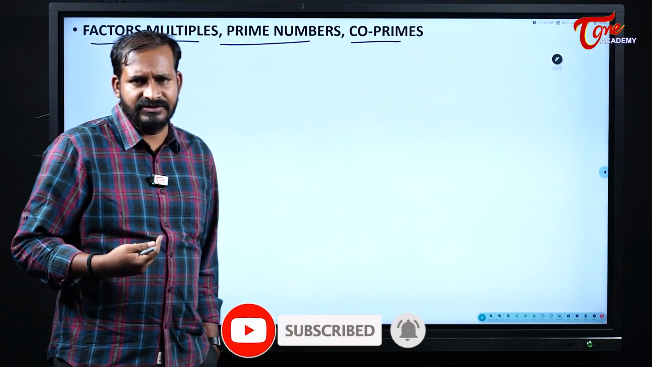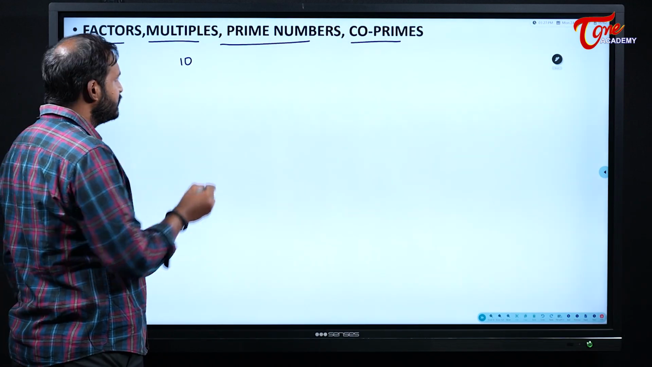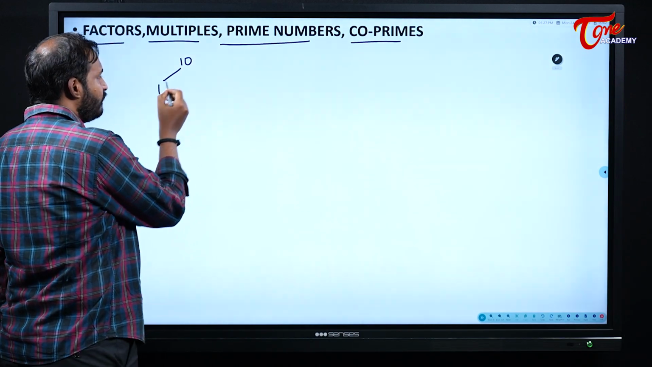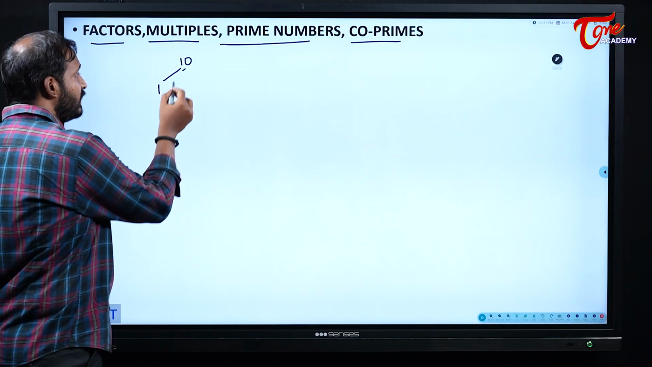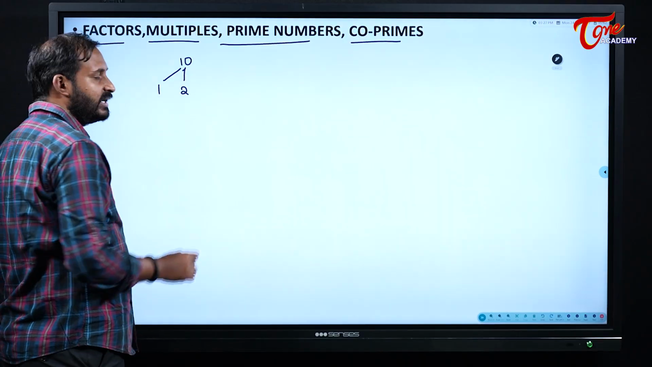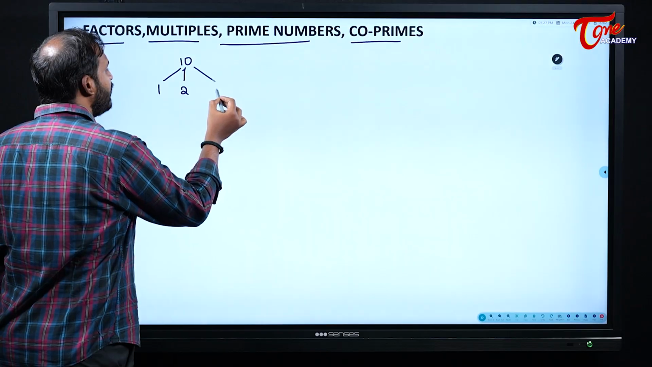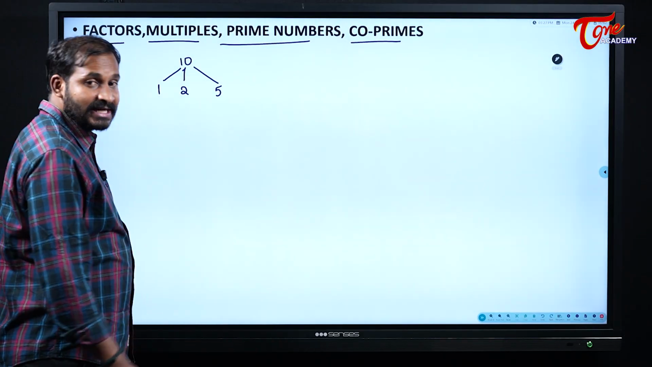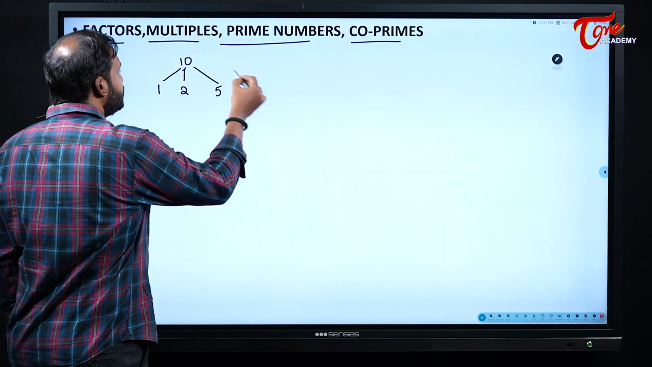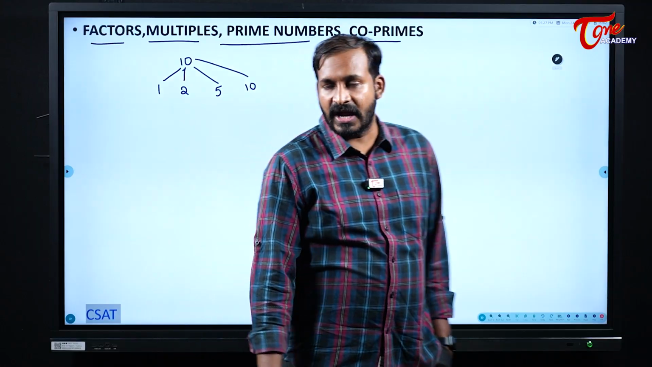What do these factors actually mean? See here, for example, 10. What are the factors of 10? See, 1 is a factor of 10. Why? Because 1 will divide 10 exactly. The remainder will be 0. Next, 2 is a factor of 10. 10 by 2 is exactly divisible, right? Then that is a factor. Next, 5 is a factor of 10. Yes. Why? Because 10 will be exactly divisible by 5. And next, 10 is exactly divisible by 10. So that is also a factor of 10.